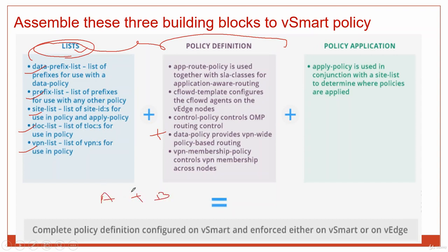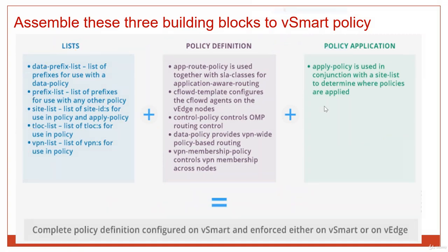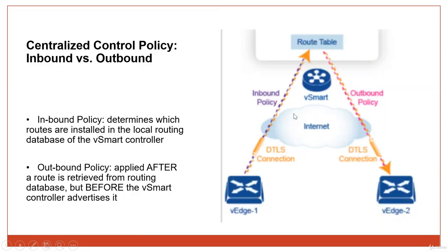So A plus B, that means this is your policy, but you have to apply this policy. And in the third section, you can see apply policy. Remember, apply policy is 100% of the time applied to the site list. The next very interesting aspect is the direction of the policy. Suppose a control policy is unidirectional, so you apply it in or out. Remember, out means from vSmart to vEdge, and in means from vEdge to vSmart, and that's the significance of the direction. So I hope you understand these very important points related to policy, and you can utilize this information.